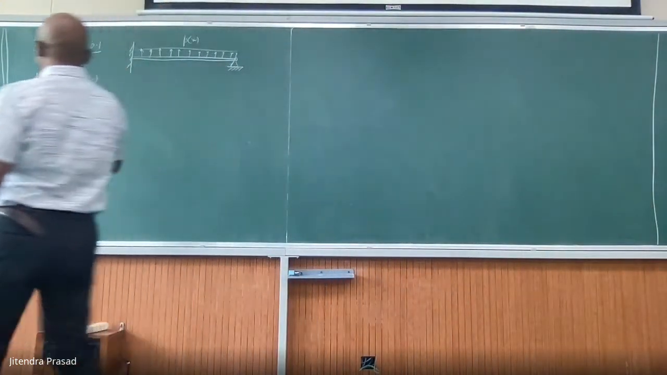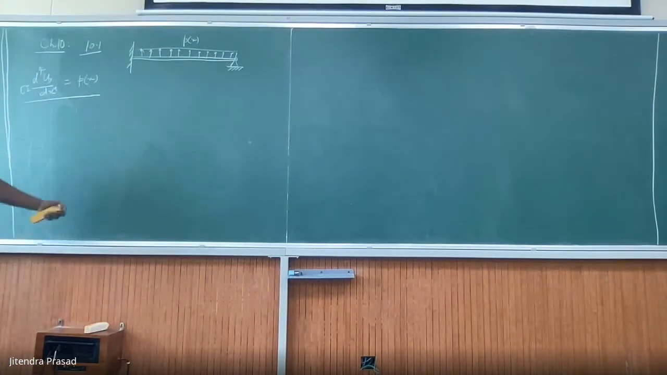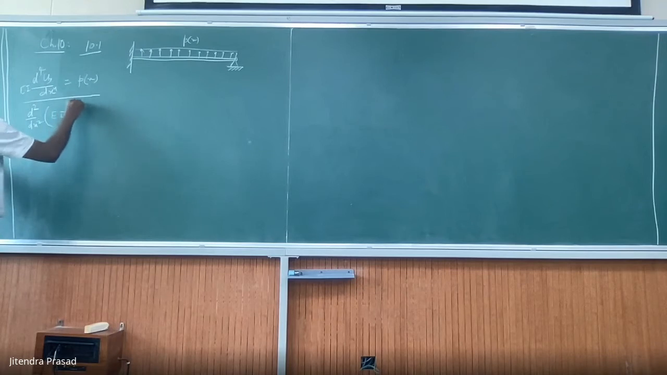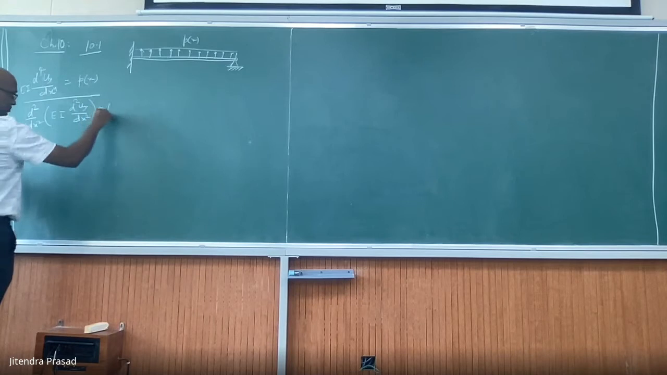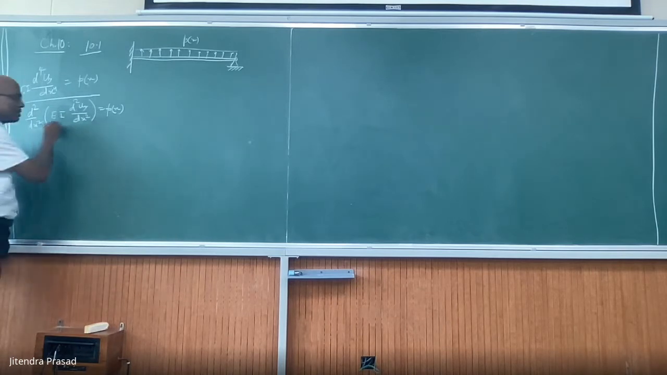This is universal in all beam cases. In fact, the correct form is like this: if E is a function of x, if I is a function of x, then it should be like this. Only if EI is constant will it come out of the derivative. Remember that, okay? We have seen this earlier also.